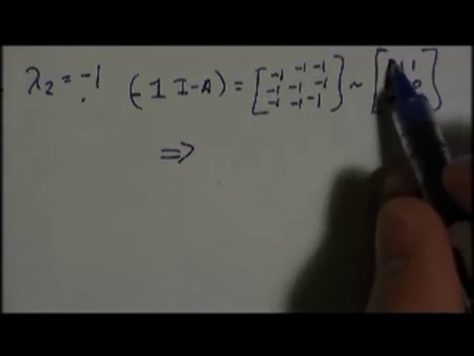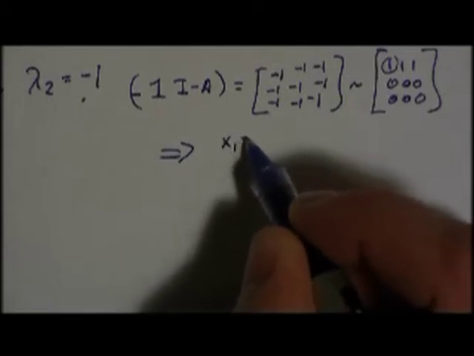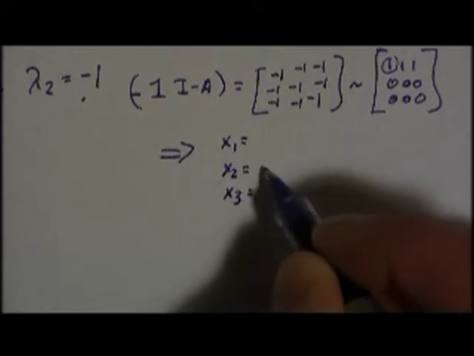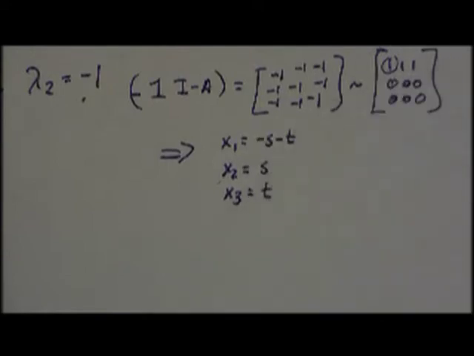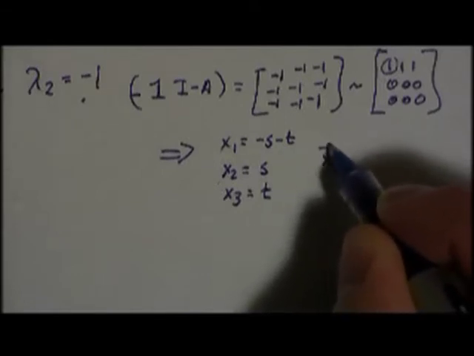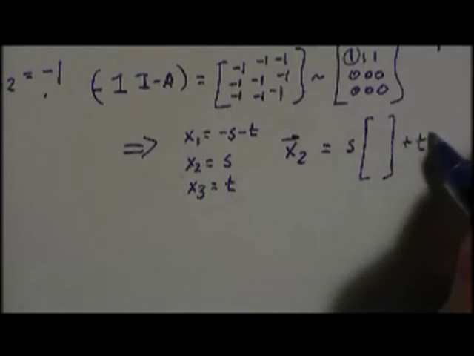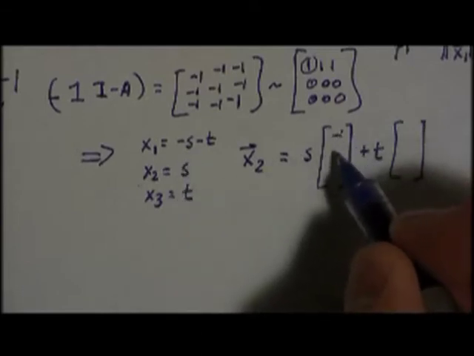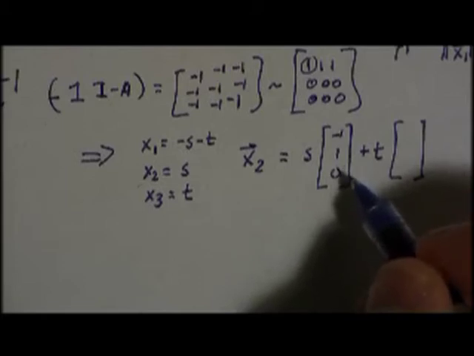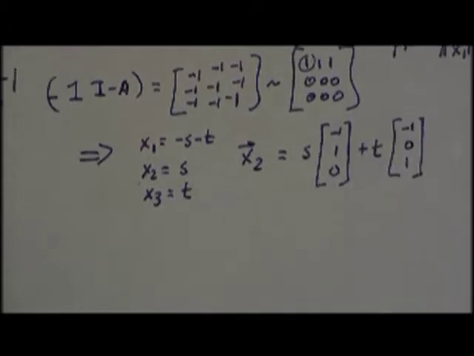Alright, so in this case we only have one leading one. We used r up above, so I'm going to use s and t for my free variables. So I'll say x2 is s, x3 is t, so x1 would be negative s minus t. So the x2 vector, I'm going to break into two column vectors. One is a multiple of s, one is a multiple of t. So we have negative 1, 1, and 0 for the s. And for the t we have negative 1, 0, and 1. And again, these are for s and t not both equal to 0.